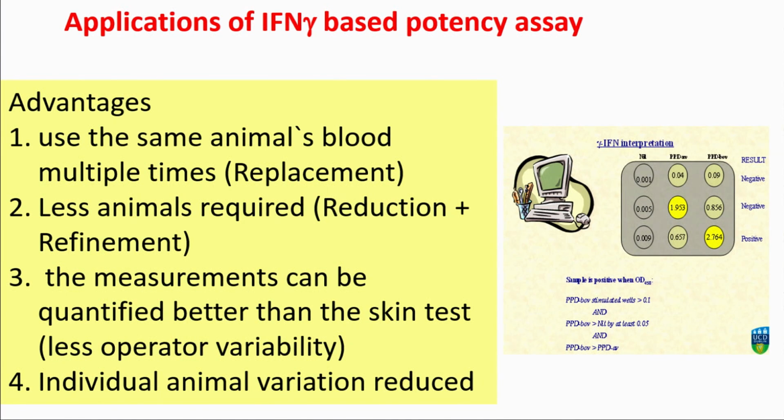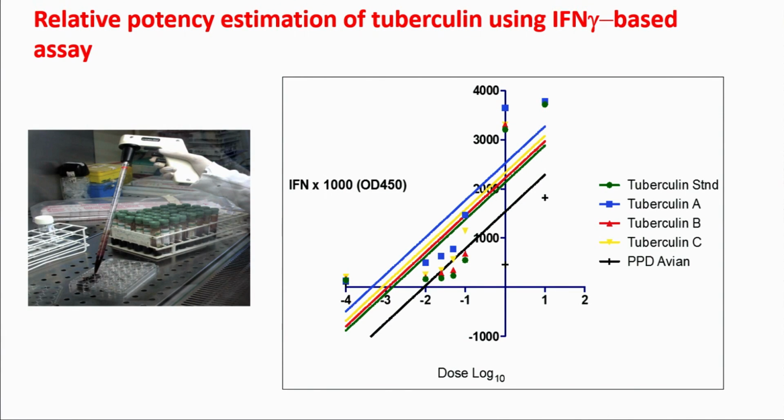Laboratory-based measurements can be better than field-based because we have less operator variability. And then, because we'd be using fewer animals, we'd have a lot less individual animal variation, which is a problem in tuberculin testing. So the early work suggests, I'm not going into this because it's not published, but just to say that that will be the future of potency assays.